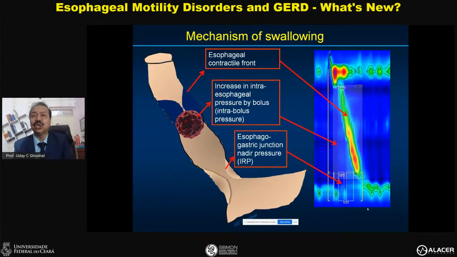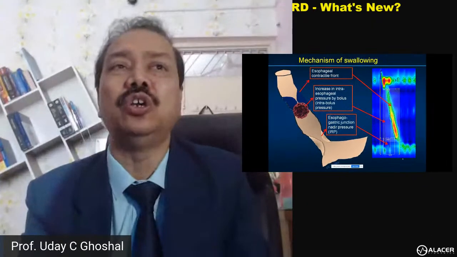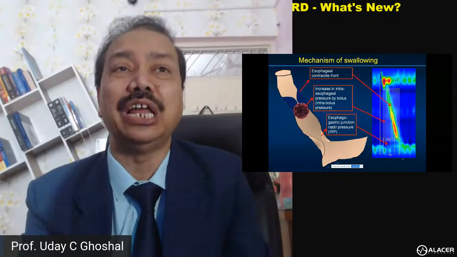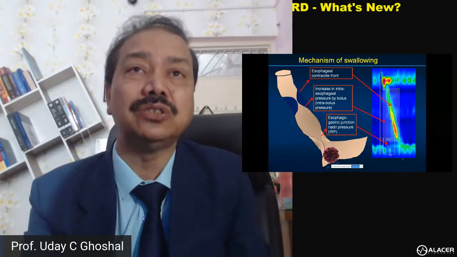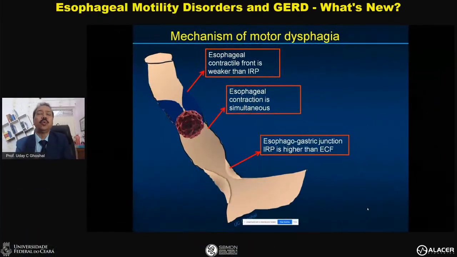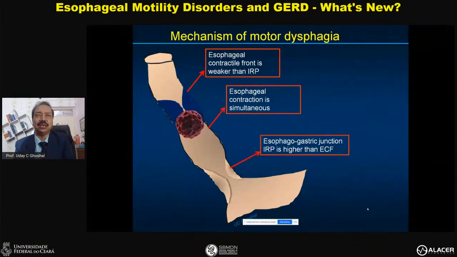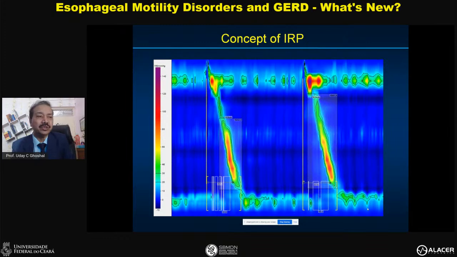Now if the integrated relaxation pressure is low and there is a good gradient between the esophageal contractile front pressure above and the integrated relaxation pressure below, the bolus moves. So this is the normal physiology. So when does dysphagia occur? When the esophageal contractile front is very weak, and obviously the gradient between the contractile front and IRP does not occur. Or when the esophageal contraction is simultaneous, so that it doesn't propel the bolus, but squeezes the bolus. Or when the esophagogastric junction pressure or IRP is quite high. These are the three situations where dysphagia would occur. The concept of integrated relaxation pressure, I already told you, so I skip this slide.